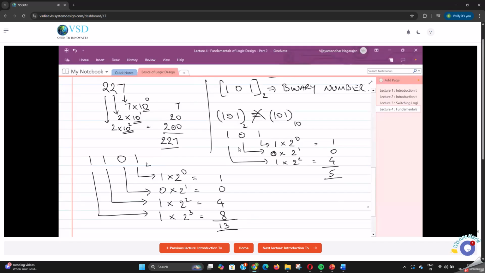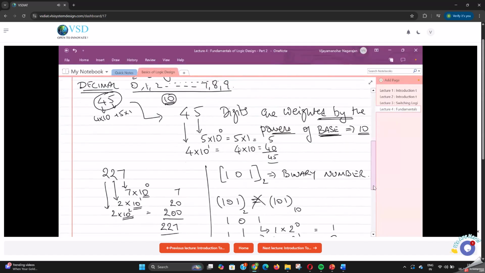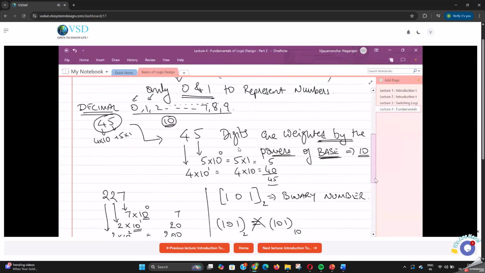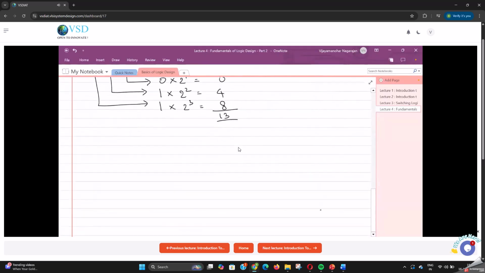Correct? So now, this was a quick introduction to converting a binary number to a decimal number. Okay, now let us look at Boolean algebra.